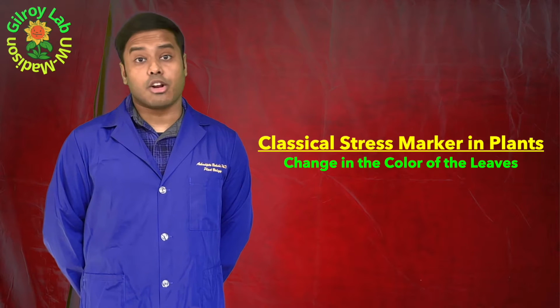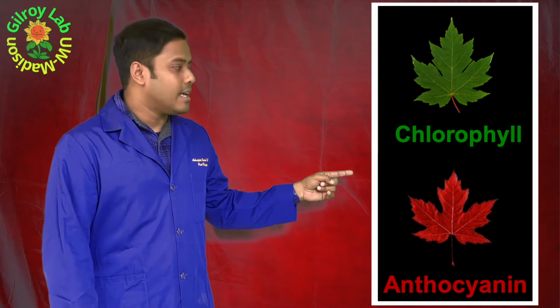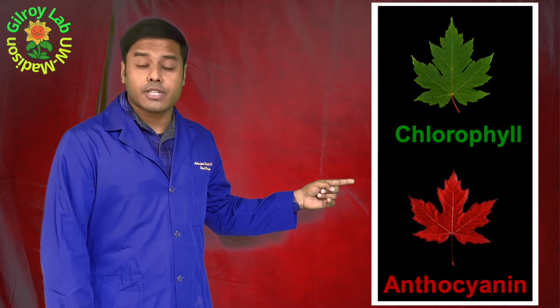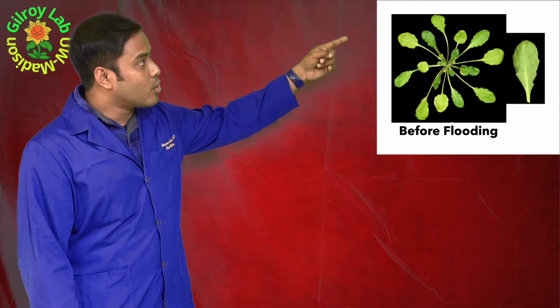In addition to these kind of calcium waves, plants also display a number of other changes when they encounter this environmental stress factor. As you know, when fall approaches, there is a change in the color of the leaves. As you can see over here, the green color actually represents the pigment chlorophyll, and the reddish purple color over here, that represents the pigment anthocyanin. Do you want to know what happens to plants when they are being flooded? Let's have a look.